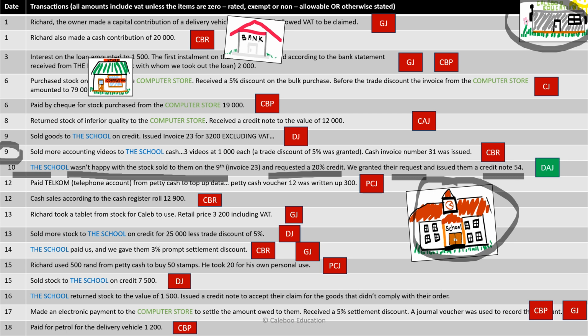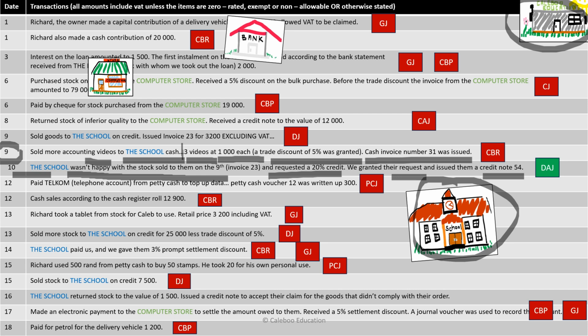So we're giving them a 20% rebate on the items that were sold to the school on the 9th. So we're going to have a look. Sold more accounting videos to the school, cash, 3 videos at 1,000 each. A trade discount of 5% was granted, and there's a cash invoice. So we're giving them a rebate. I'm going to change something quickly.